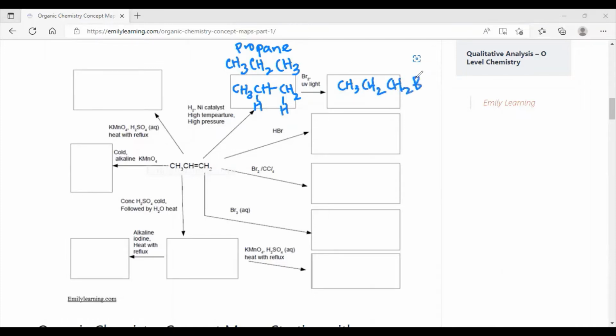So this is one possible product formed. So you have 1-bromopropane. You can also form 2-bromopropane. And if there is excess bromine, you can have multi-substitution. So you can have di-substitution, tri-substitution, and so on. So there are a variety of products formed whenever you do a free radical substitution.